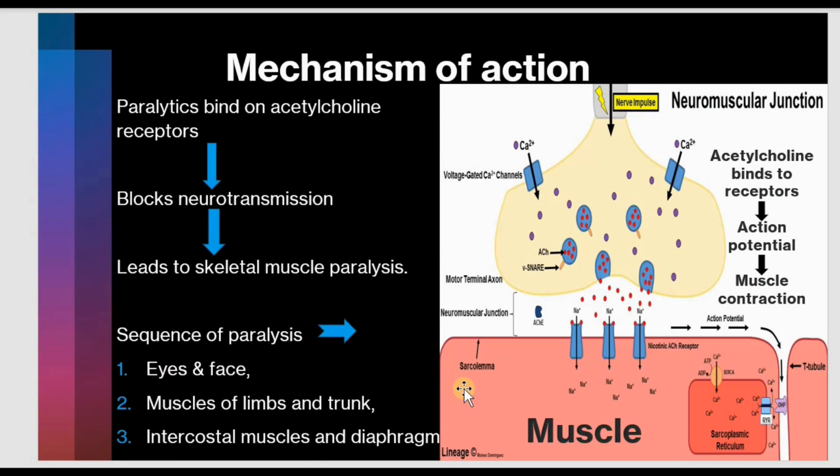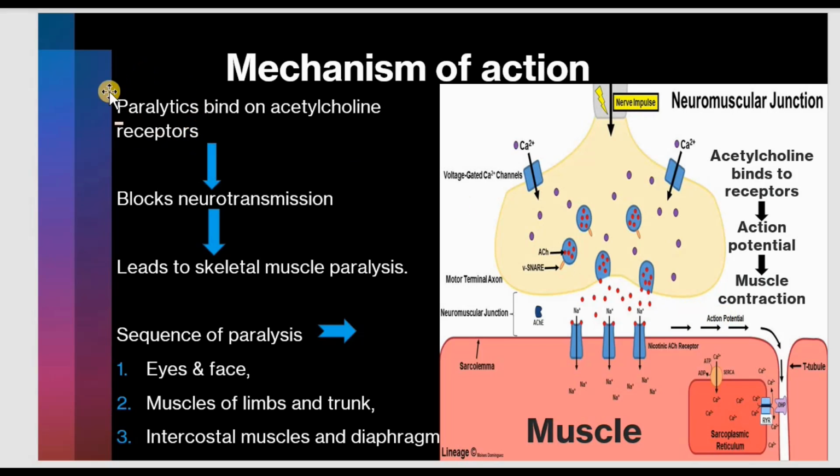Now, what is the mechanism of action? For a muscle to contract, there should be a nerve impulse, and that should pass from the neuron to the muscle. A nerve impulse is transmitted to the muscle through acetylcholine, which is a neurotransmitter. When acetylcholine gets released from the neuron, it binds to the receptors in the muscles. As a result, the sodium channel opens up and the muscles contract. This is followed by an action potential. Action potential means there's electrical activity in and out of the membrane. Sodium moves in, and as a result, potassium moves out, followed by muscle relaxation.